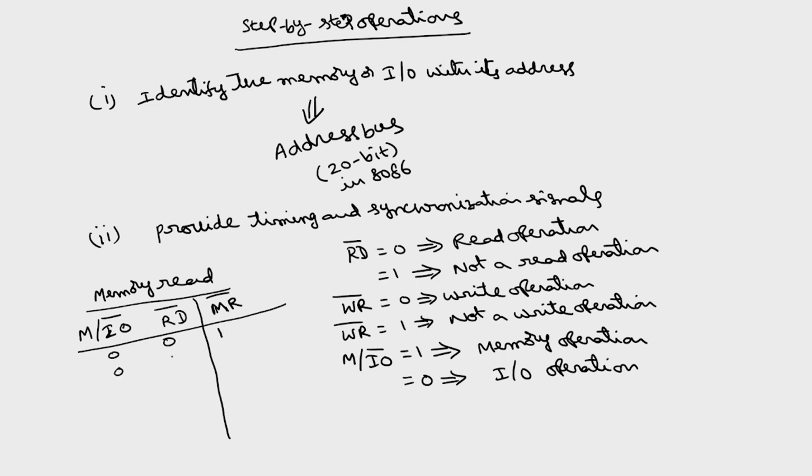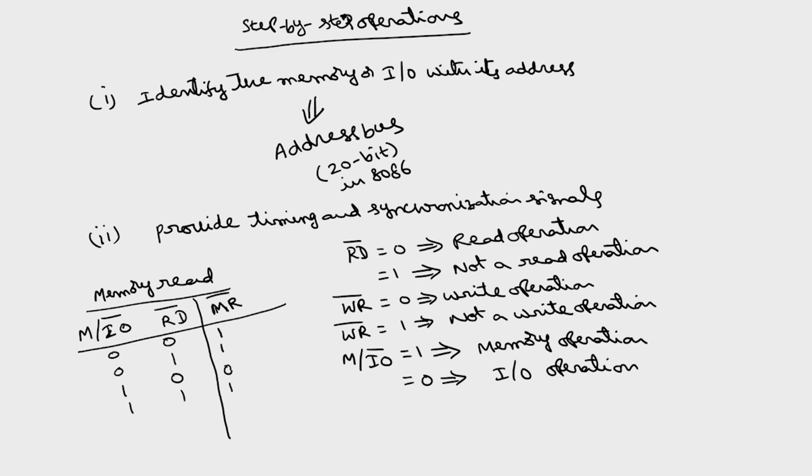Similarly, if I take 0 1, still this IO bar is 0, which means this is an IO operation. So, it is not a memory read operation, so memory read bar is 1. If this is 1 0, so this is 1 means memory operation, read bar is 0 means read operation. So, we have to perform memory read operation, so memory read bar should be 0. Similarly, 1 1, this is memory only, but not read operation. So, memory read bar will be 1.